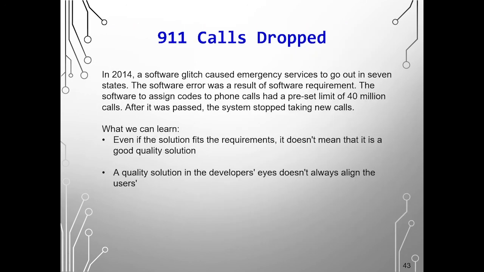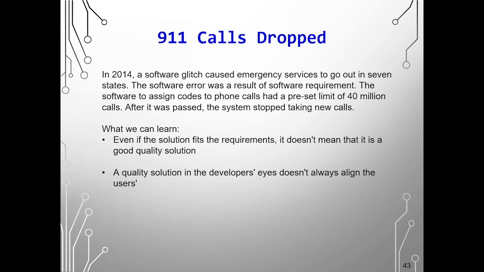Another failure is the 911 calls being dropped. Back in early 2014, there was a software glitch that caused emergency services to go out in 7 states. The software error was because of a software requirement. The software requirement was that the phone calls had a preset limit of 40 million, so there could only be 40 million calls that were assigned codes. But after that limit was passed, the system stopped taking new calls because those calls didn't have a code assigned to them and they would just get lost.